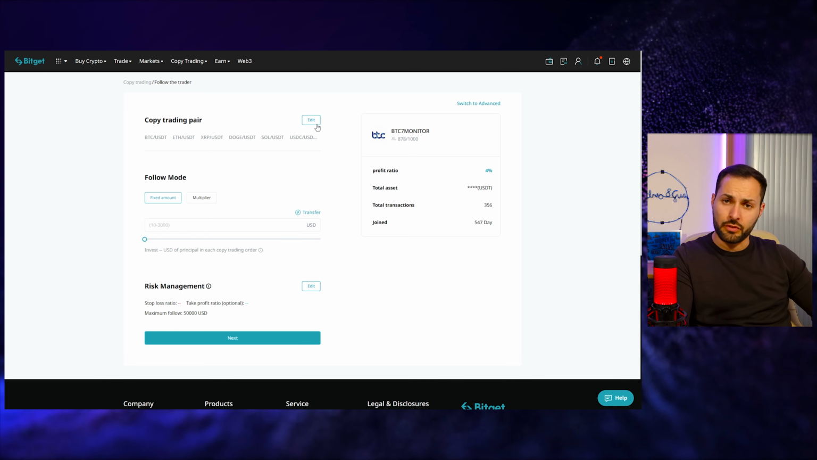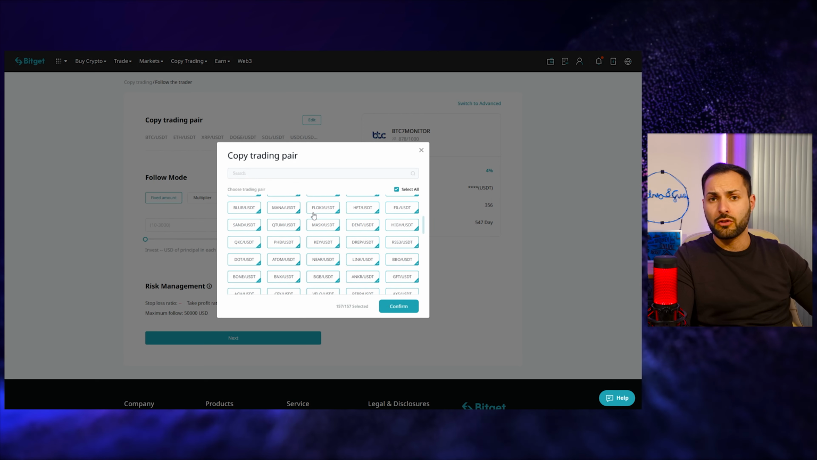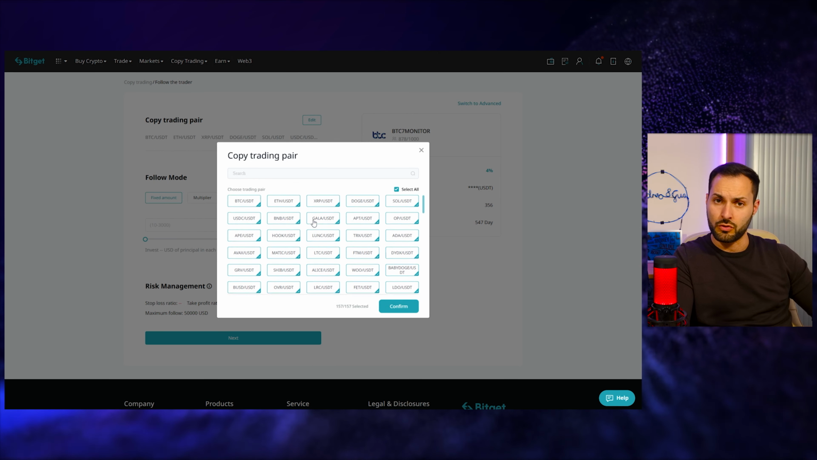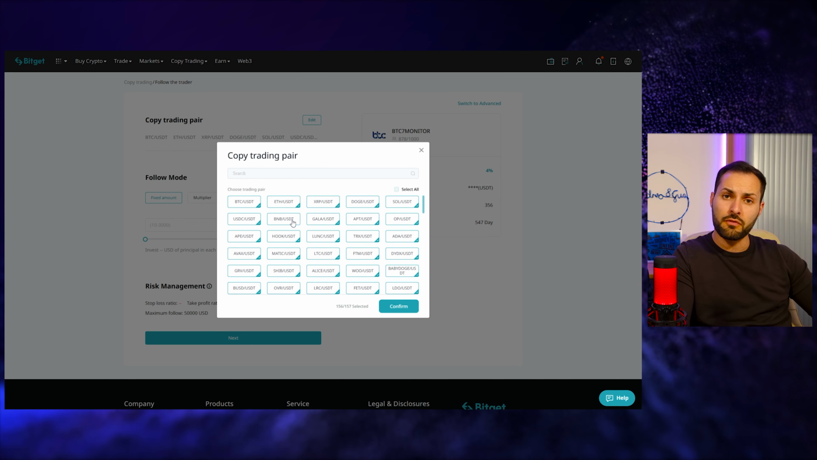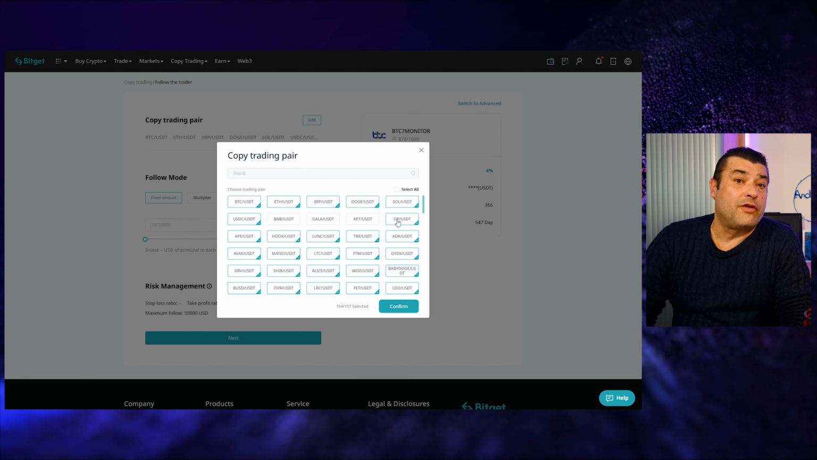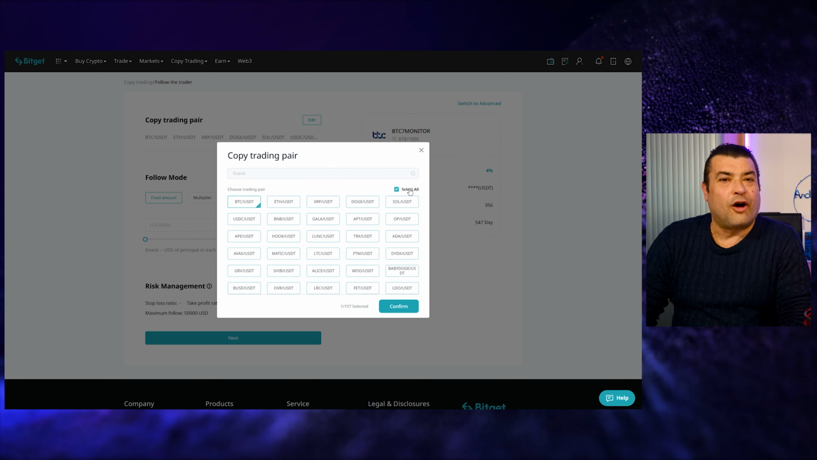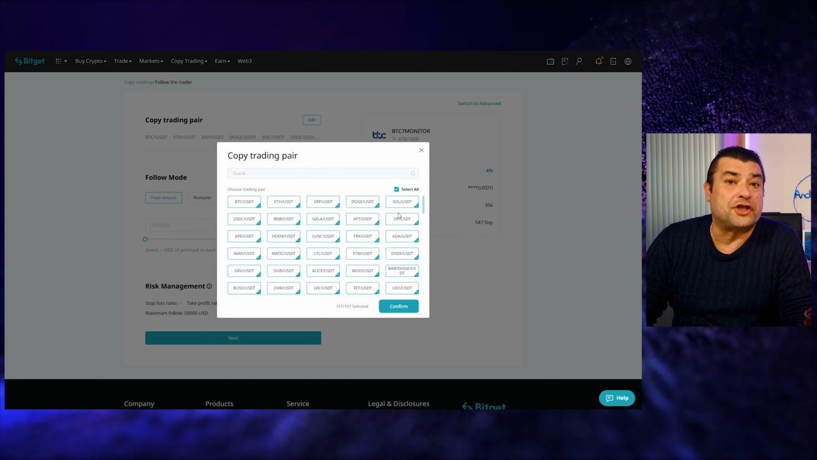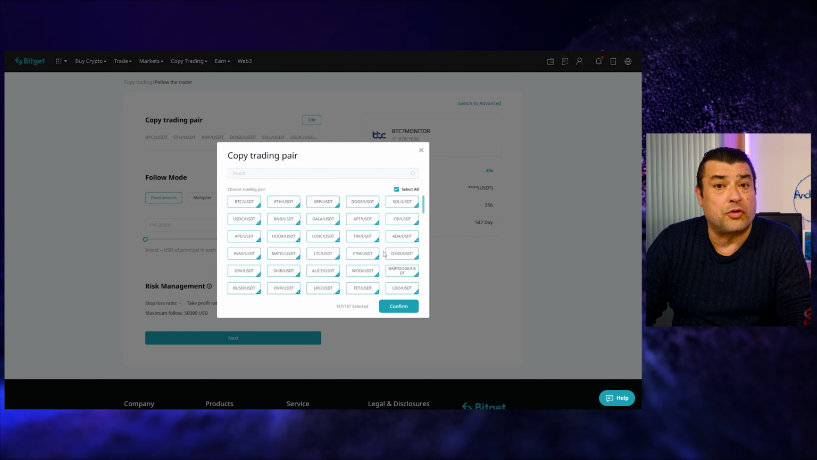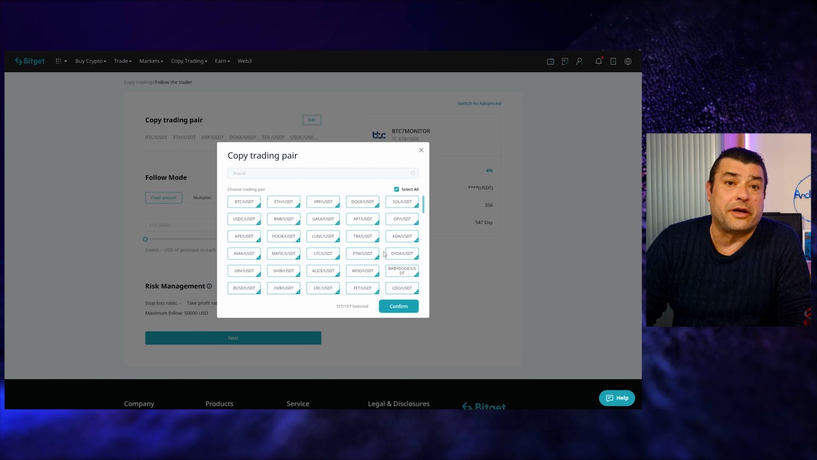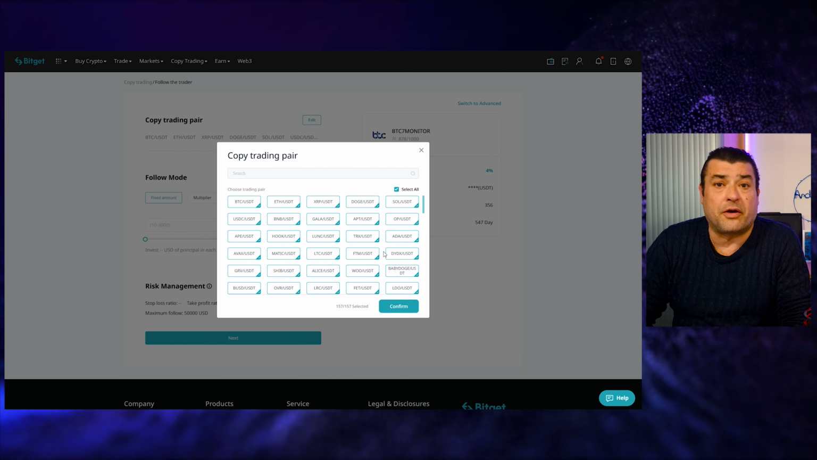If you click edit on the copy trading pairs section, you can toggle off any asset you don't want to trade, even if the trader you're following trades them. This will give you more control over the assets you are exposed to in your portfolio. Overall, it's important to do your research and understand the traders you are copying and the settings you are using to maximize your chances of success.